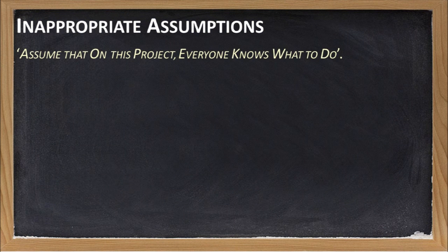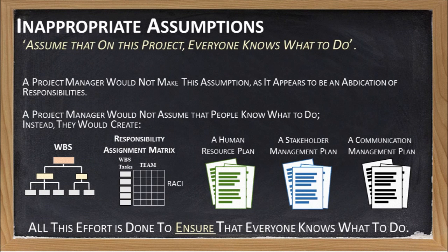Let's now look at a few examples of what I would consider invalid assumptions, and explore why this might be. Let's begin with the assumption that, for planning purposes, we'll assume everyone on this project knows what to do. Why would this be an invalid assumption? For the most part, this assumption appears to be wishful thinking, an abdication of responsibilities, or at a minimum, something that could easily be checked.